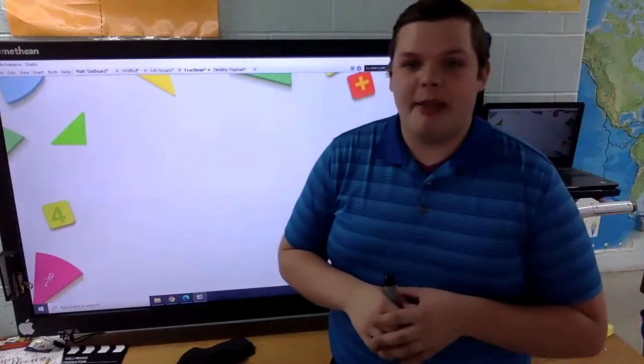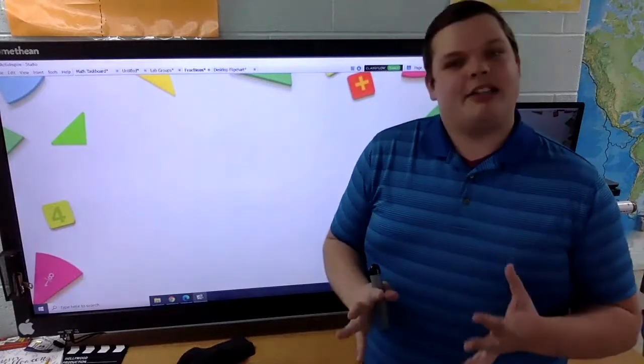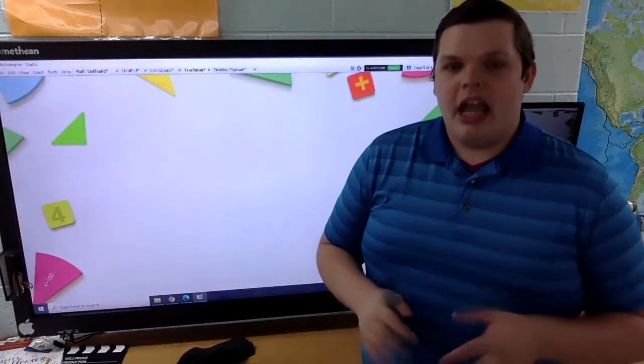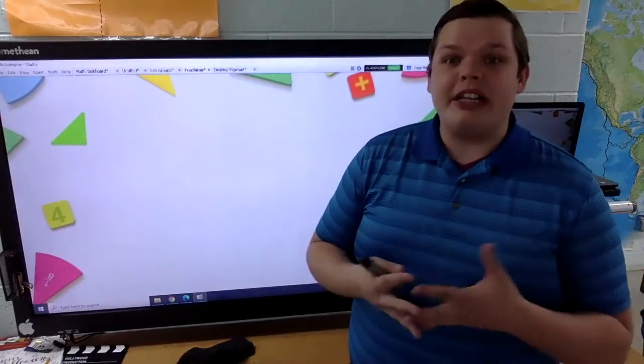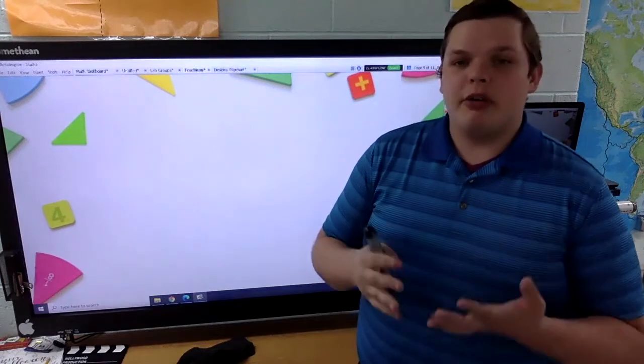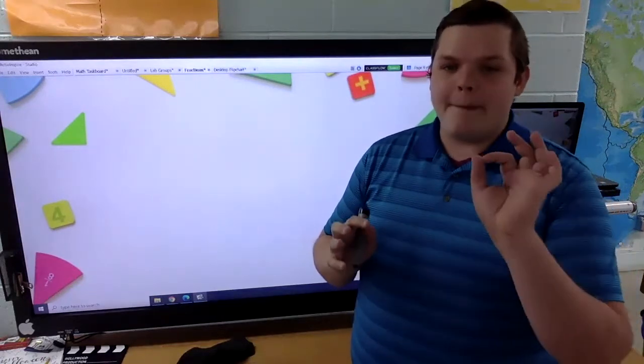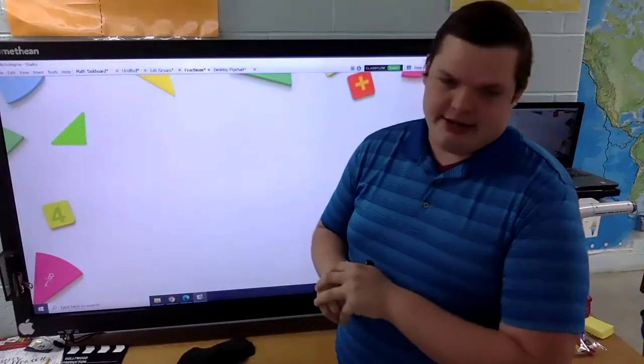Today we're going to be talking about the missing box for equivalent fractions. You have to know your math facts really well to help you out here. So for equivalent fractions, the missing box looks something like this.